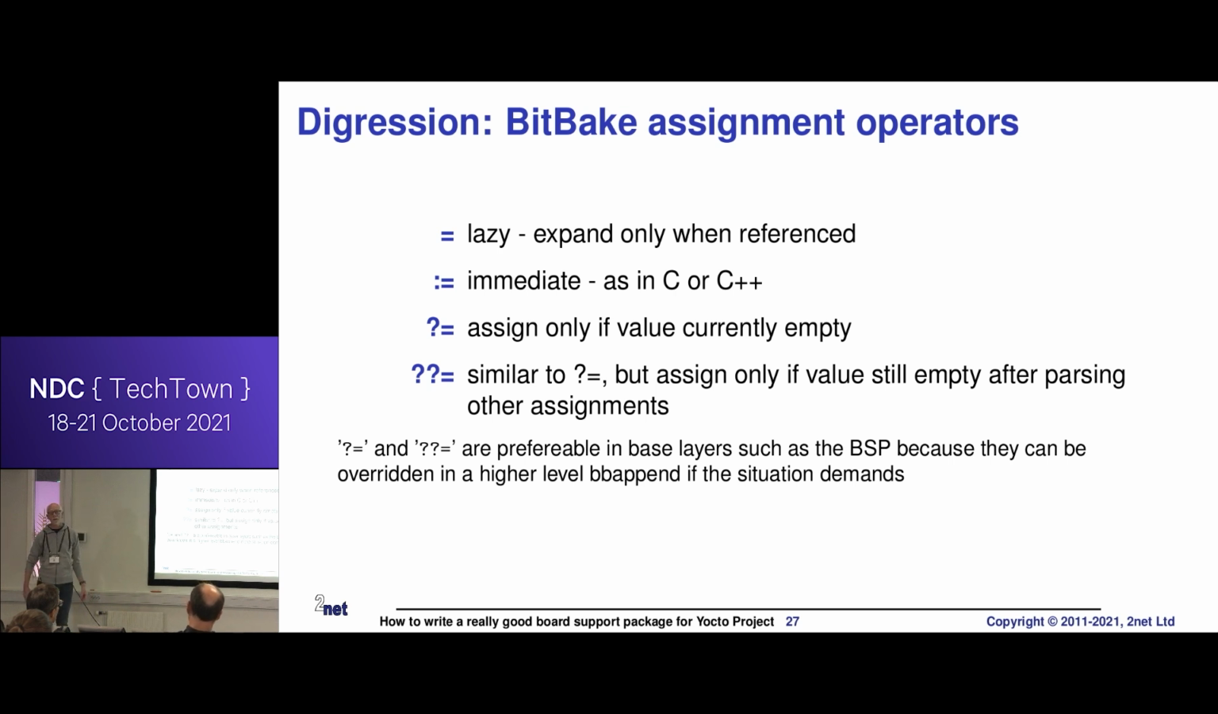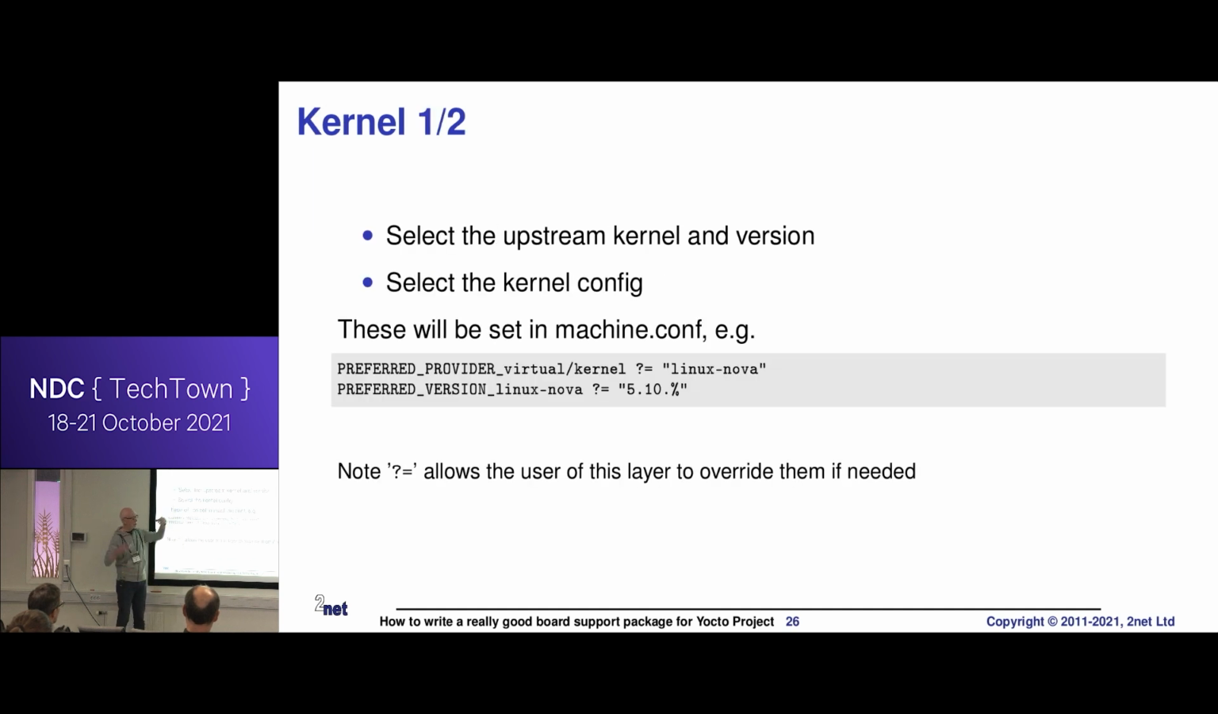No, there isn't a triple question mark equals yet. I'm sure it's in the planning, but we haven't got that far yet. So anyway, when we're doing assignments in the BSP layer, which is one of the lower level layers, it's good to use question mark equals because someone can come along with a bbappend and override that with a colon equals with a different value, and then we'll just pick that up when this gets processed.